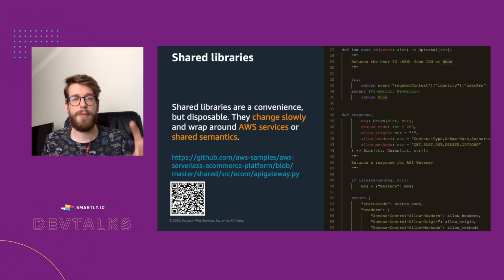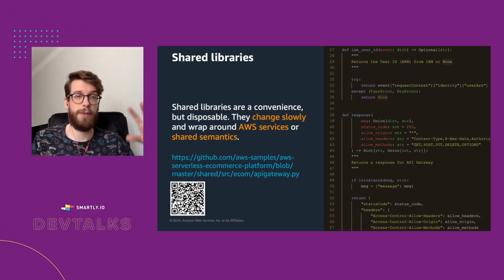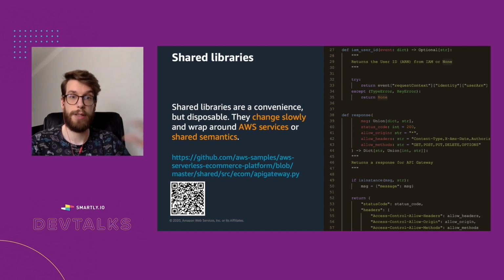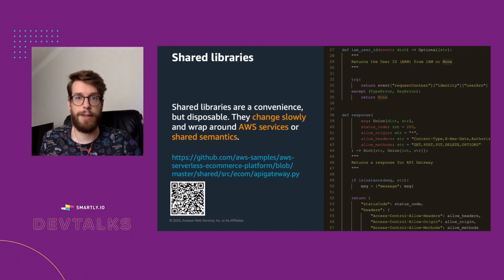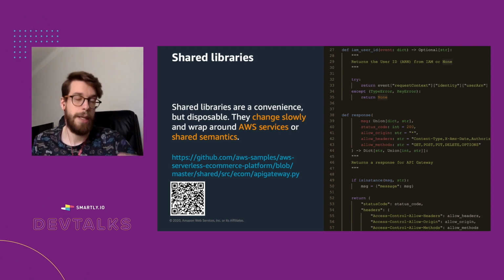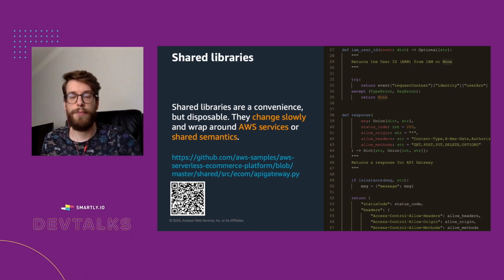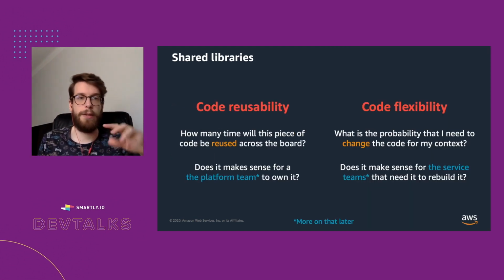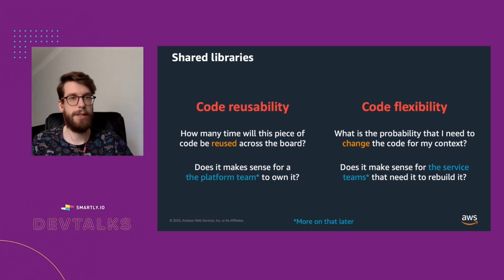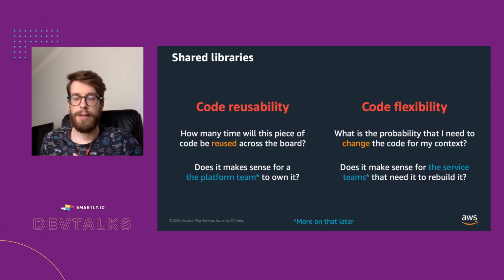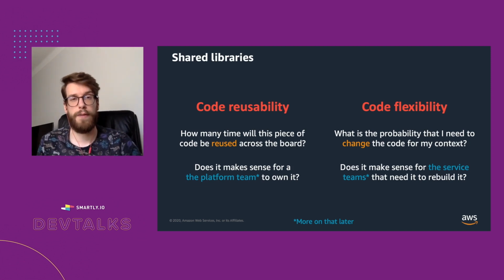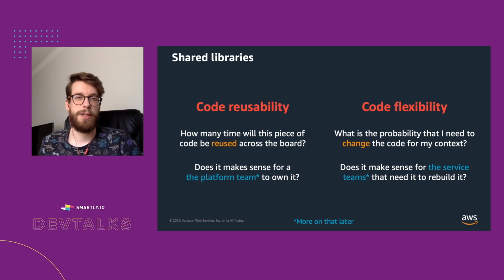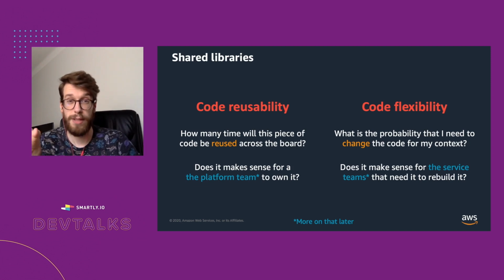So I have this response function. And this will just make it easier for teams to quickly spin up responses, quickly send responses, in a way that's well-defined, well-formatted, and so on. So with the CORS headers and these kinds of things, they don't have to worry about them. That's easier for them to consume. So that's quite useful. Because that kind of brings in the trade-off between reusability and flexibility. So it's the question of how many times a specific piece of code will be reused across the board, across multiple microservices. And the flexibility piece, which is what's the probability that one specific service needs to change the code for their context.